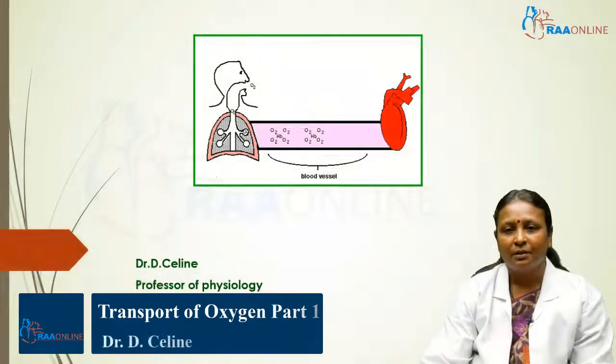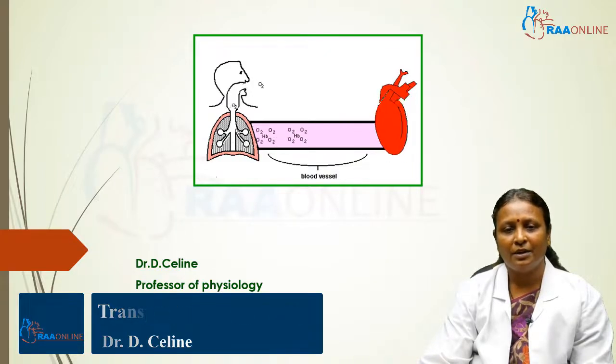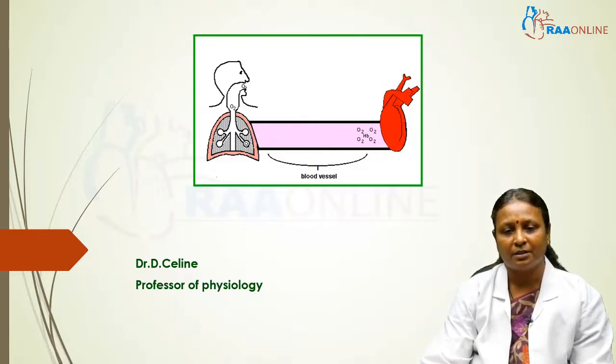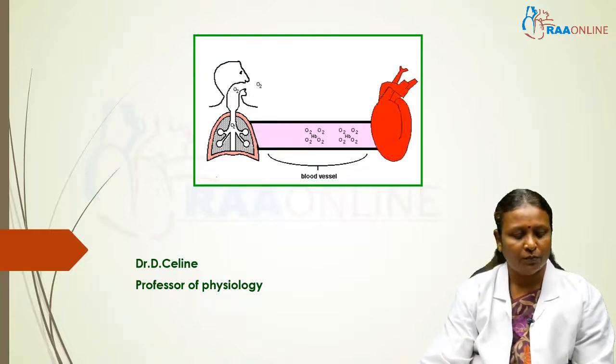Welcome students. What do you see in this video? You can see oxygen being inhaled into the lungs. From the lungs it is transported to the heart, from where the blood containing oxygen is pumped into the systemic circulation. Today the class is on transport of oxygen.